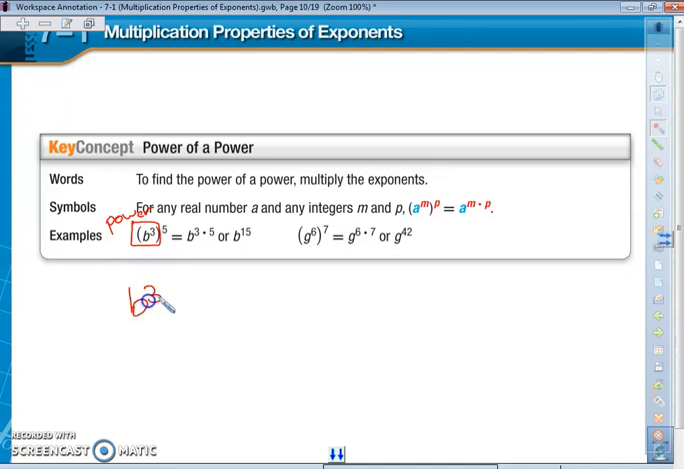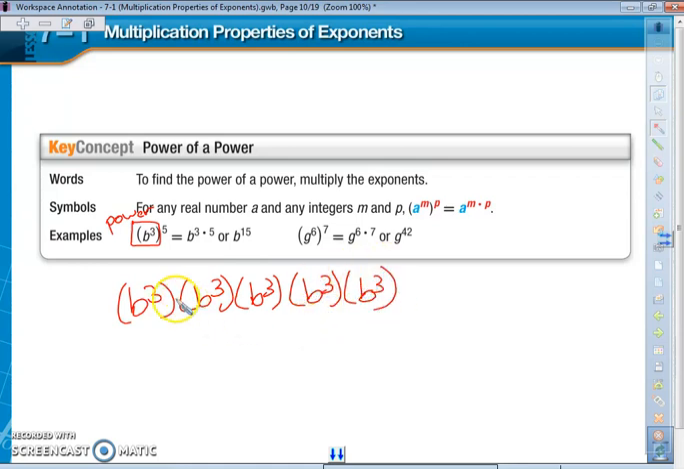You've got b cubed 5 times. B cubed, b cubed, b cubed, b cubed. I know it's a lot of writing. Now, if it was written out like this, we know to just add these together. 3 plus 3 plus 3 plus 3 plus 3 is 15. I don't want you to have to write all that out each time. So what you're going to do is multiply this 3 by this 5, and it gets you to 15. Okay? Another example, g to the 6th to the 7th power, g to the 6 times 7, which is 42.